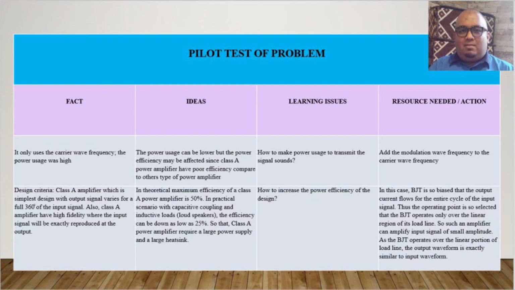So Class A power amplifier requires a large power supply and large heatsink. Learning issue, how to increase the power efficiency of the design and the resources needed. In this case, BJT is so biased that the output current flows for the entire cycle of the input signal. Thus, the operating point is so selected that the BJT operates only over the linear region of its load line. So, such an amplifier can amplify input signal of small amplitude. As the BJT operates over the linear portion of the load line, the output waveform is exactly similar to the input waveform.